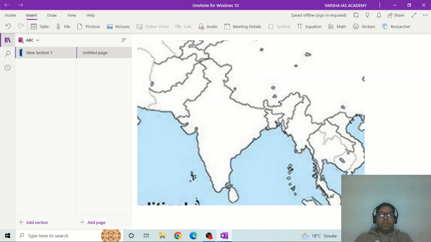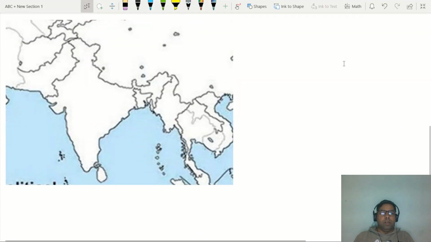Today we are going to start with a political map of India, and this political map again consists of political divisions and the information of the land border and also the coastal border, right? So let us start the session with first information about the international borders of India.